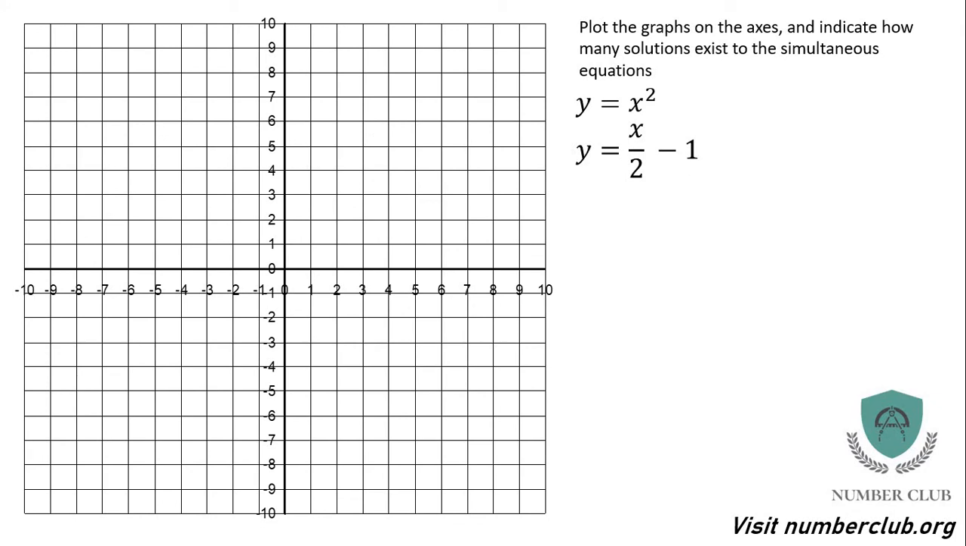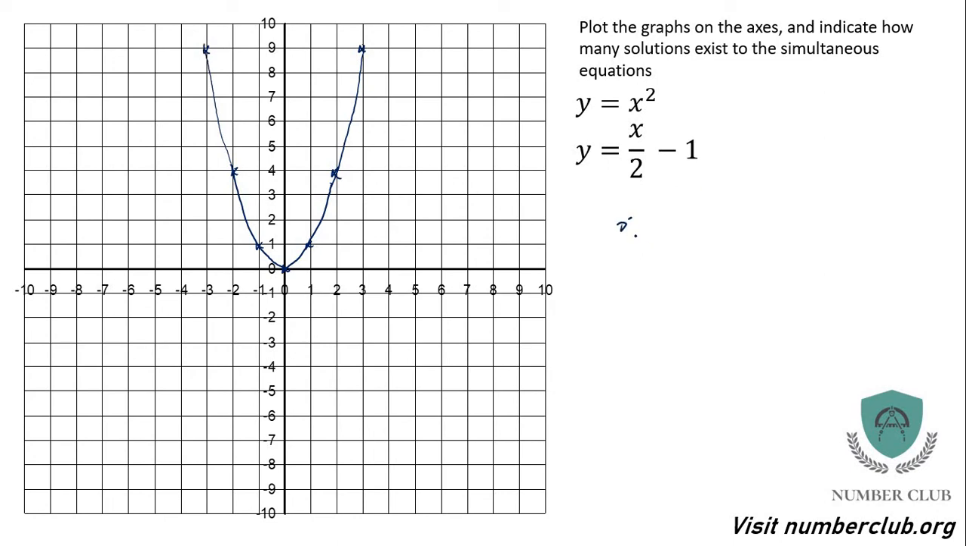Plot the graphs on the axes and indicate how many solutions exist to the simultaneous equations. Now, y equals x squared is a really easy one to plot. You should really be getting used to plotting these things pretty quickly, but you should still be using the table. For me, I'm just going to graph it double quick so you don't have to watch me fill in a table. There we go, we've got that there, but under ordinary circumstances I still would use that table. Okay, and then we've got x squared minus 1.